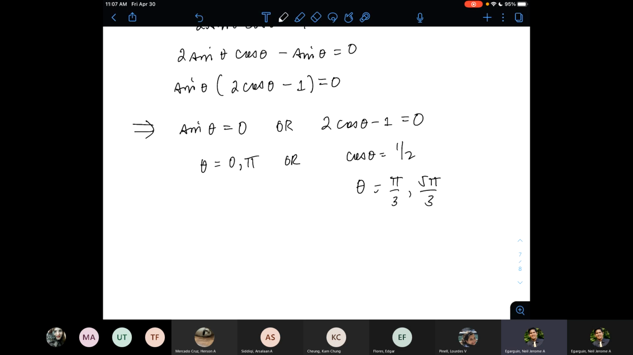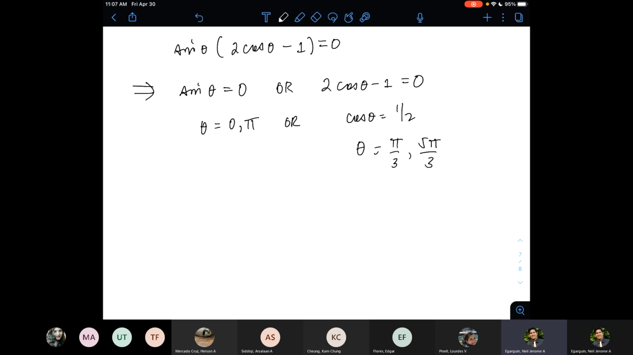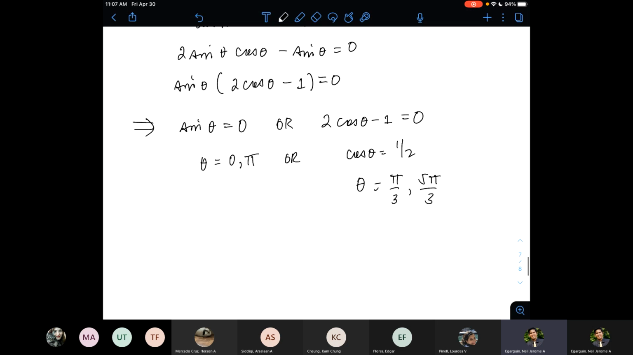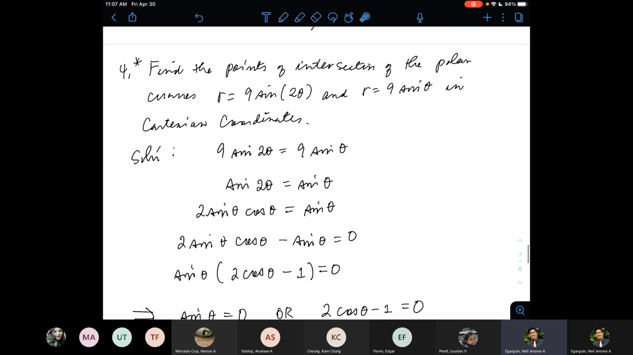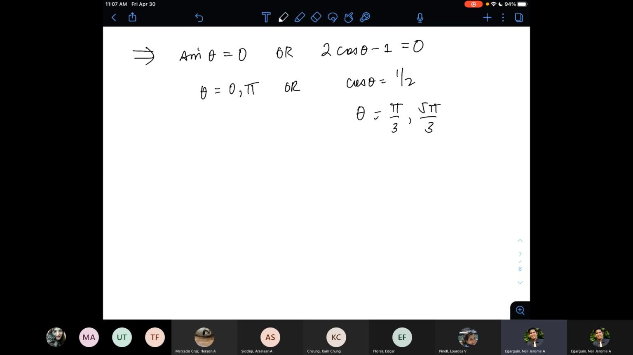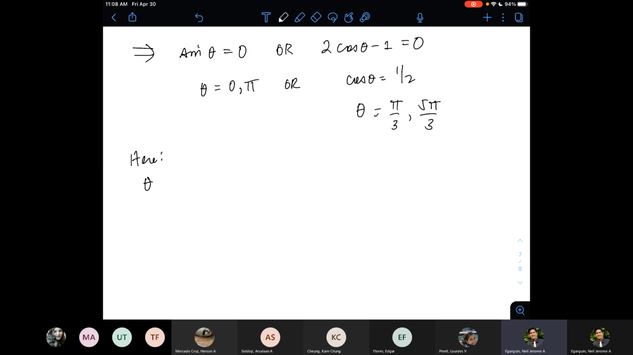Okay, yeah, great, Herson. Yeah, that's correct. So these are the theta values where we know that the two graphs will intersect. But if we go back to the problem, we need to find the points of intersection, and not just that, we want them to be expressed in Cartesian coordinates. In order to find the points, we need to find the actual points in polar and then convert them into Cartesian, right? So here we know the theta values where they will intersect, right?